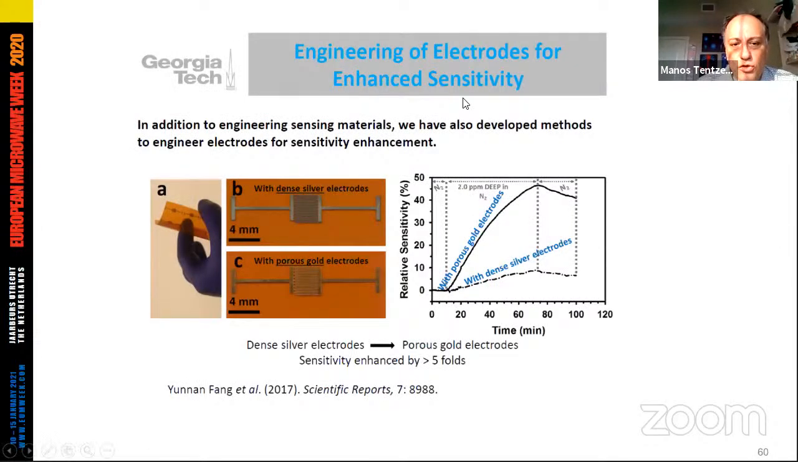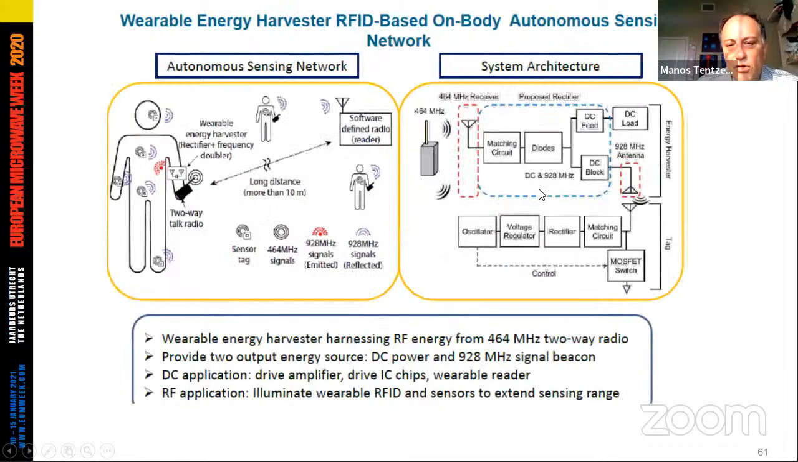And also you may add pores or change the effective area quite effectively. And that's another of the advantages of additive manufacturing. You don't have a simple deposition of electrodes, but you may control porosity in order to enhance the sensitivity, even for this very simple structure. You see, for example, sensitivity went up from 8% to almost 50% by just changing the porosity and the gold electrodes.